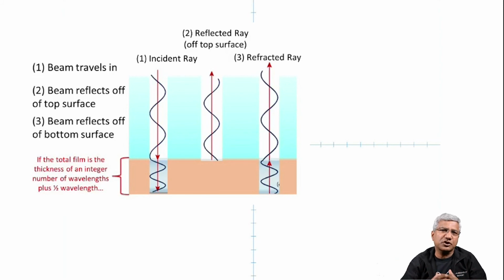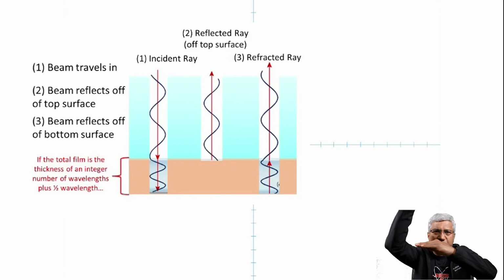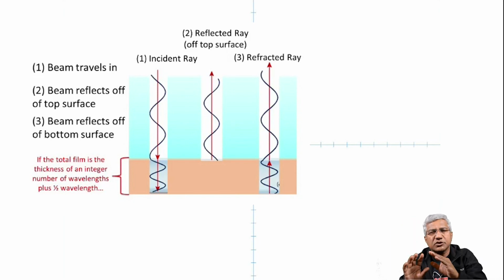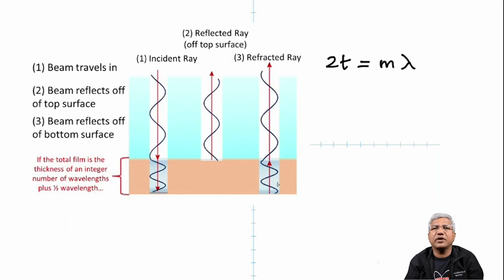So in interference, you have a path difference because the first one came straight up from here. Second one had to go double the thickness of the film. So geometrically, the path difference is 2 times the thickness of the film. You all agree? 2 times the thickness of the film. And if 2 times the thickness of the film happens to be m lambda, then you get constructive interference. That's the condition for constructive interference.